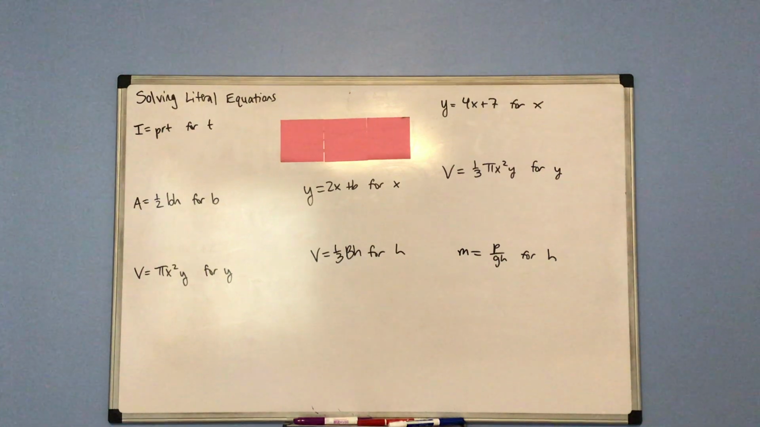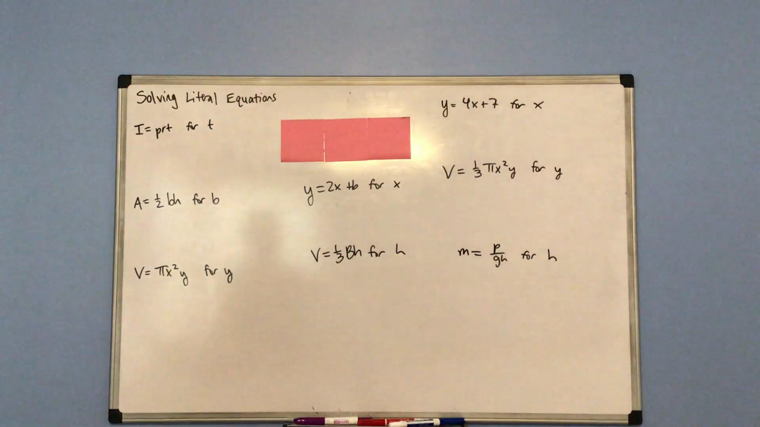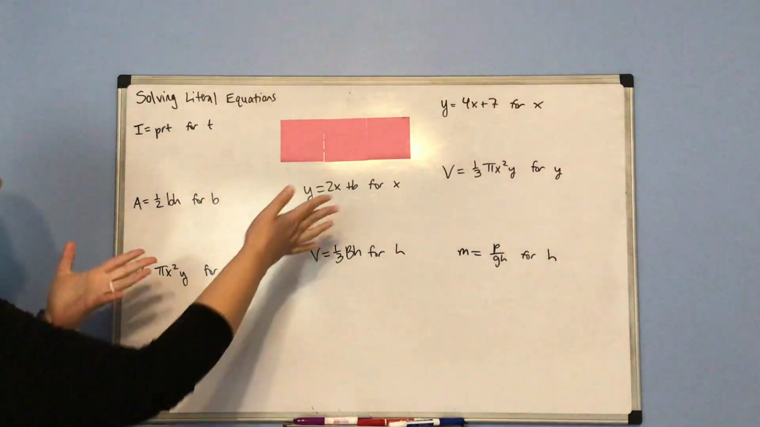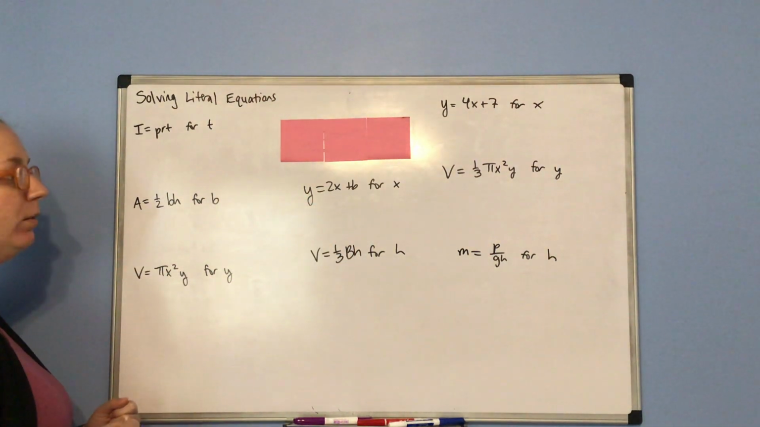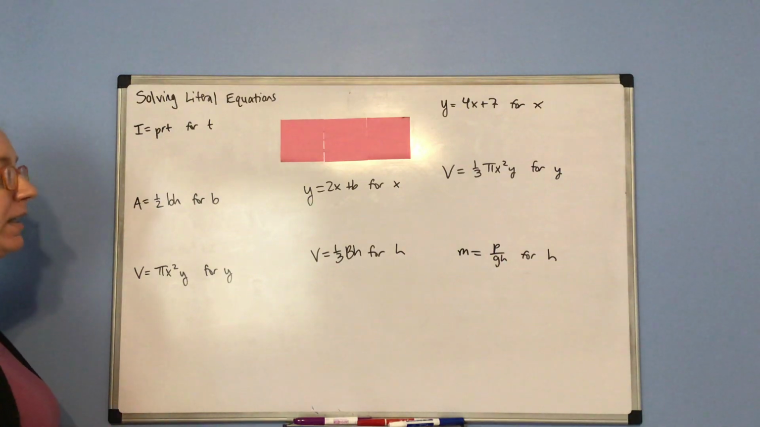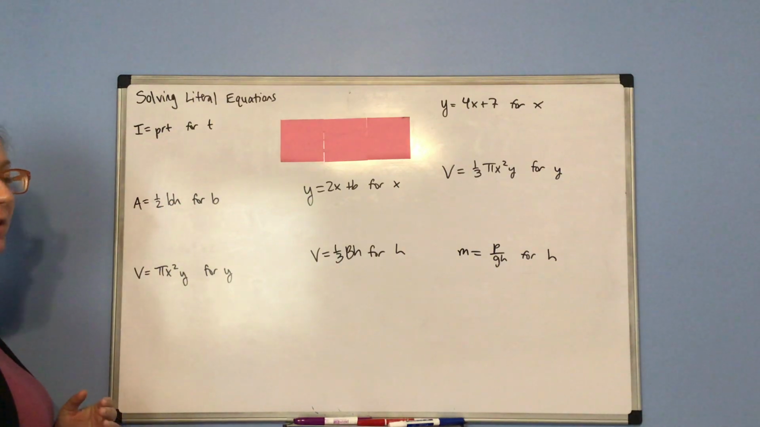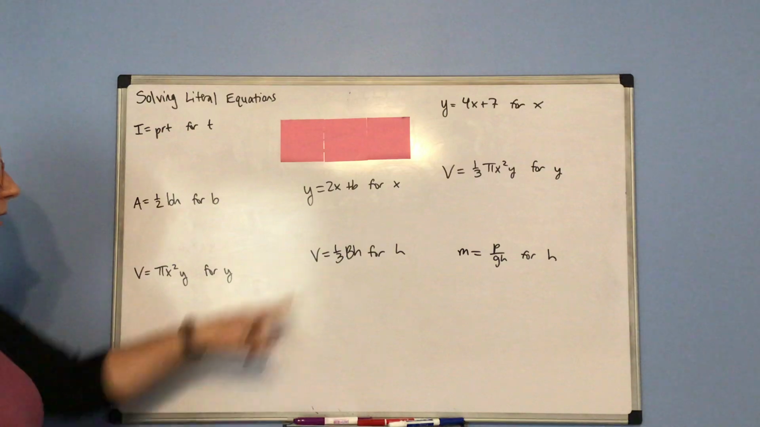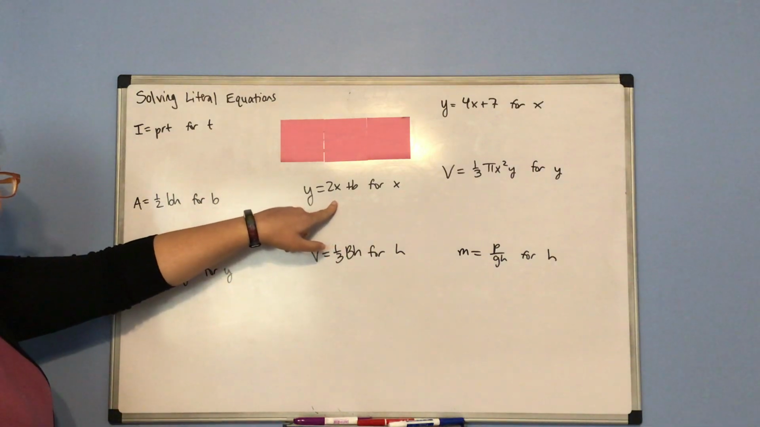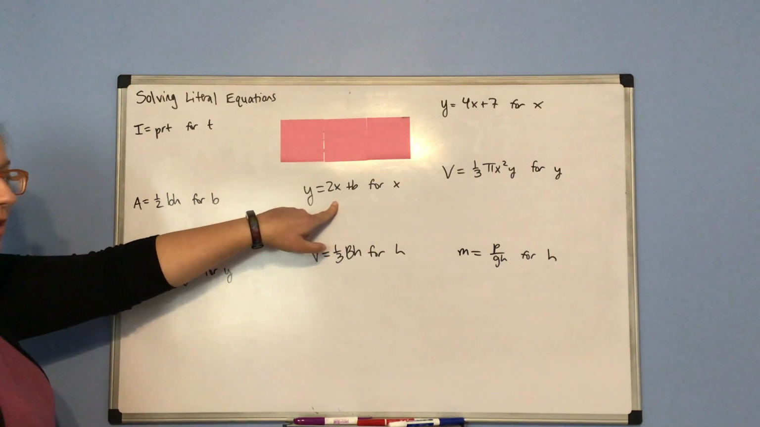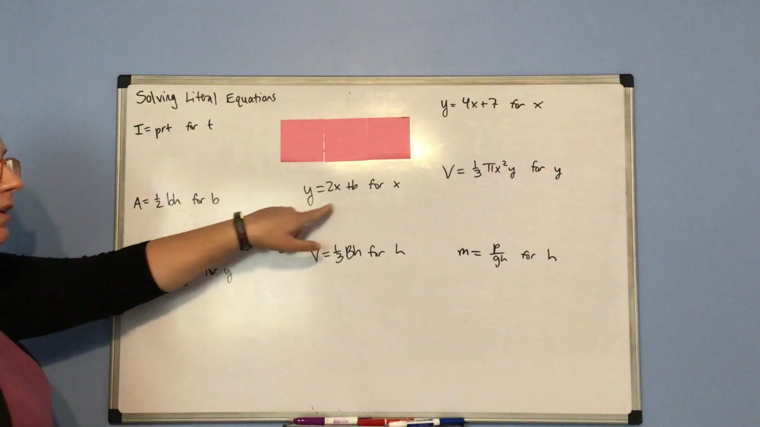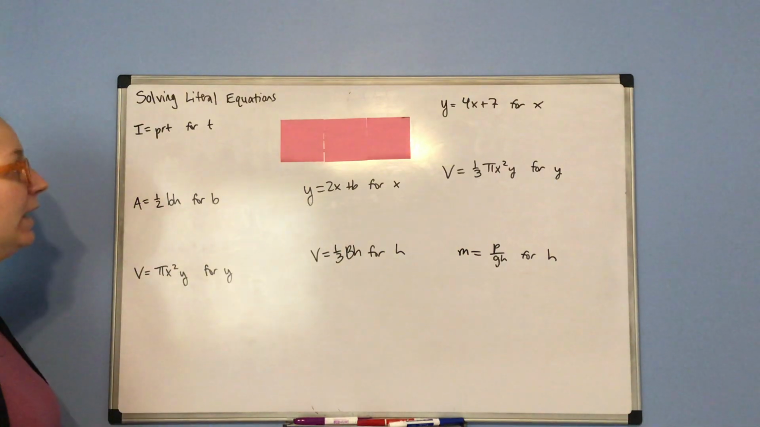Hello, today we're going to be looking at solving literal equations. So what literal equations are: equations that look like the ones you see in front of you right here. Literal equations have multiple variables in them. Since they have multiple variables in them, I can't solve them, and for instance here, I can't get y equals a number or x equals a number as my final answer because I have multiple variables in there.